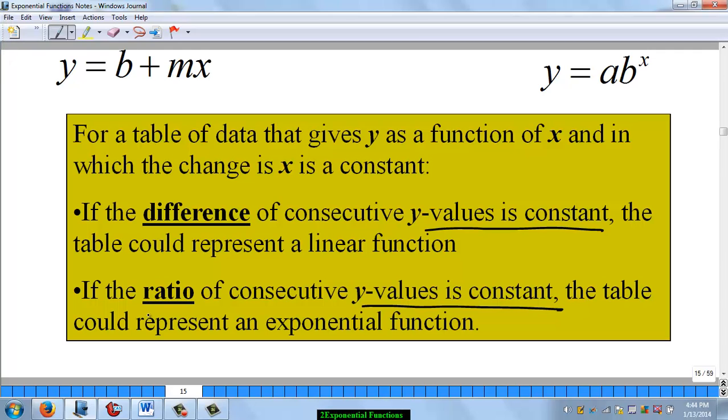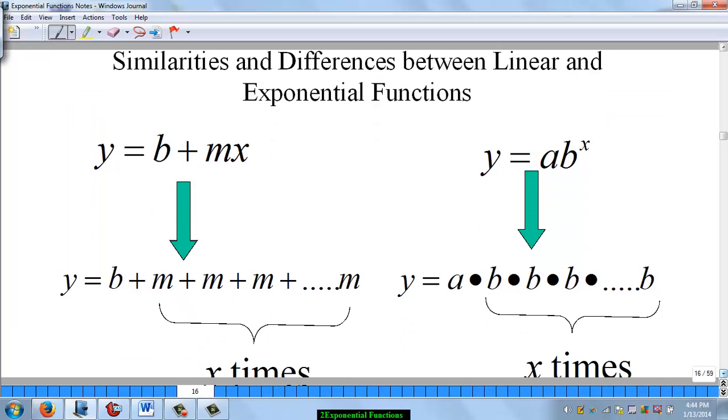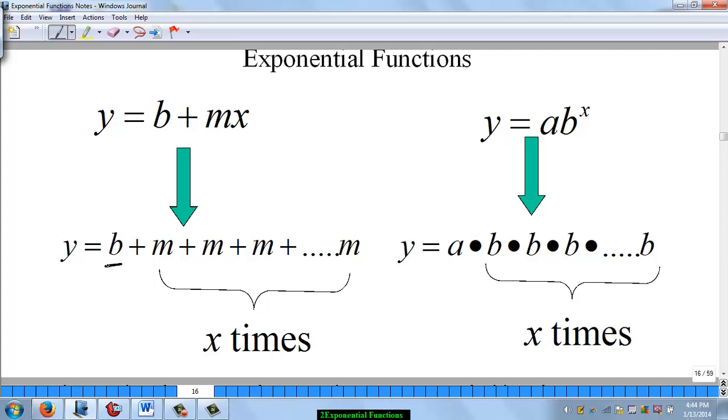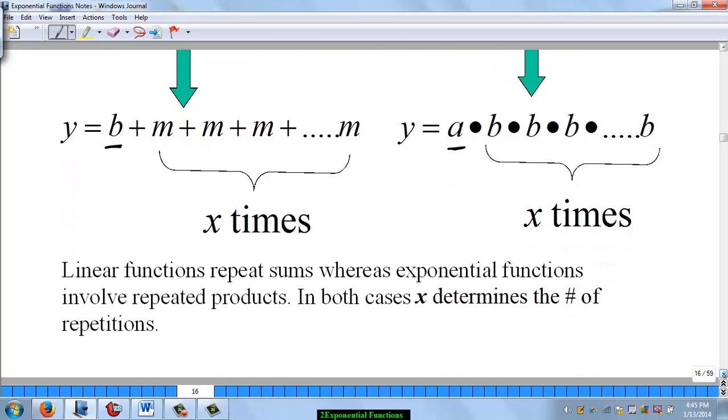So let's continue on. Let's look at also the similarities and differences. Well, here I have y equals b plus mx. If you'll notice, when you have this, I have my initial value, and I'm adding my slope or subtracting my slope so many times to get my value. And then when it's exponential, you're taking your initial value here of a and you're multiplying it as many times as, or raising to the x value. Linear functions repeat sums, whereas exponential functions involve repeated products. In both cases, the x determines the number of repetitions.